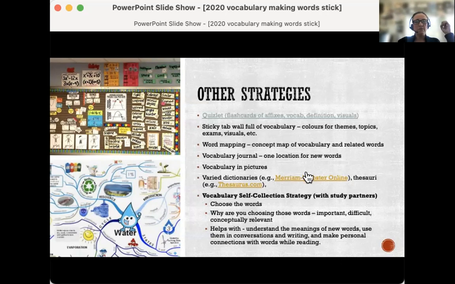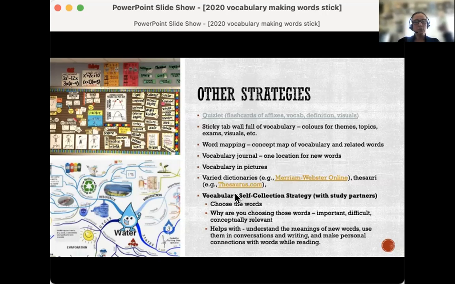Besides that, I would recommend Merriam-Webster online or thesaurus.com. Those are really good because they're solid websites, but they're easy to use. Okay, what is this word? Just go to it and get the definition. They might have an example of how to use it. Those two websites are pretty good for solid definitions.